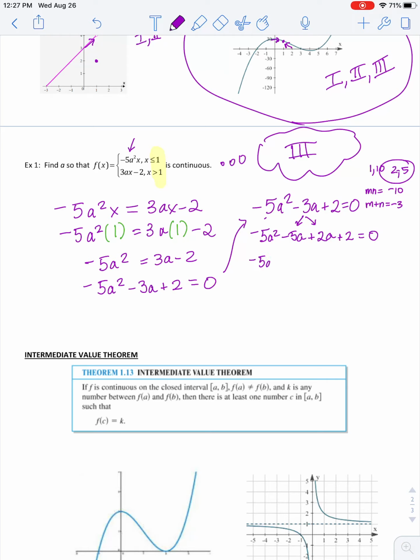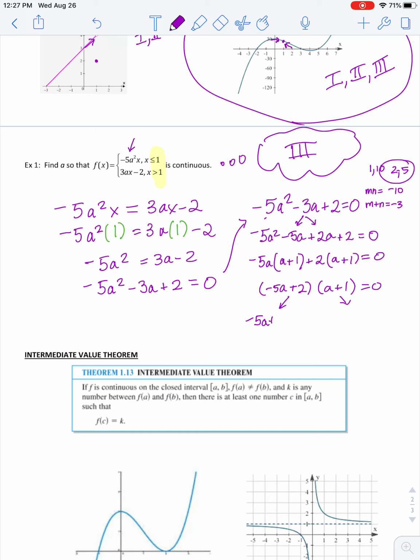I'm going to factor out -5a over here, leaving +1. And then I'm going to factor out a 2, the GCF of the last two terms, and be left with a +1. And now I know that I've got -5a plus 2 as one factor, and a +1 as the other factor. And then I can solve each of these individually.